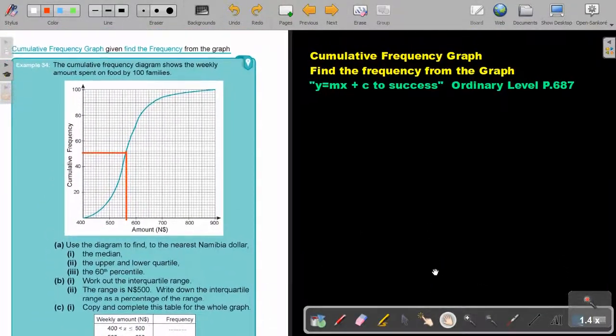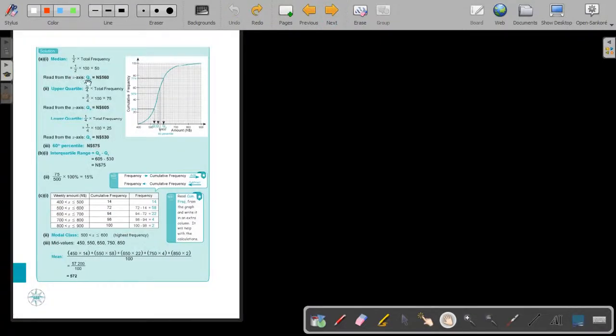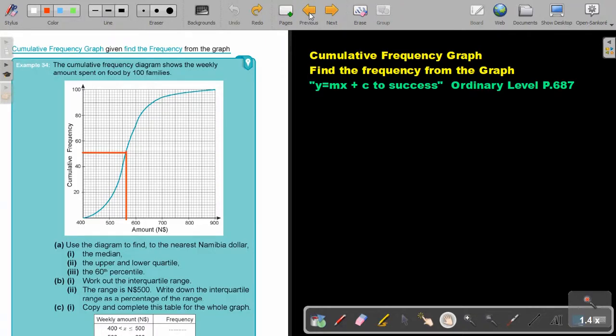Let's just look at the answer. It's going to be 560. Can you see? 550, 1 on, 560.